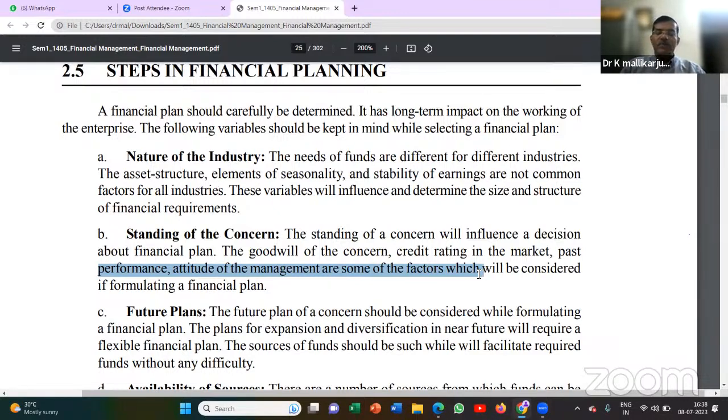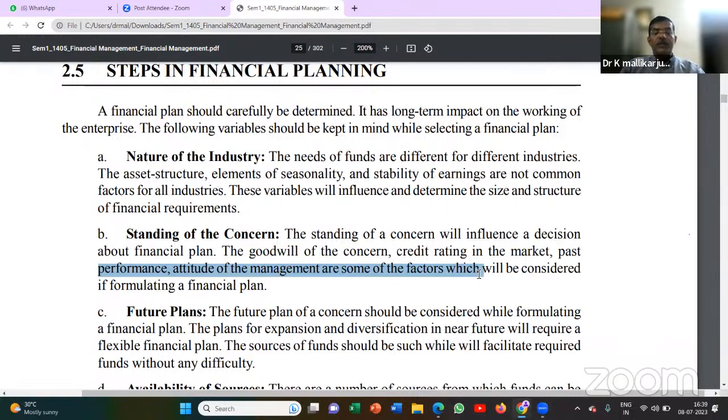A smaller firm cannot. See the problem of the Adani group. They are facing a problem of procuring funds. But such Indian PSU companies can easily mobilize the funds. See, the Infosys company can easily mobilize the funds. ICICI Bank easily mobilizes the funds. Bajaj Finance easily mobilizes funds. So like that, the standing of the concern.